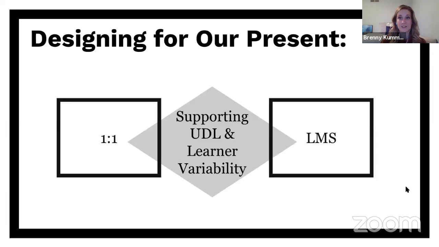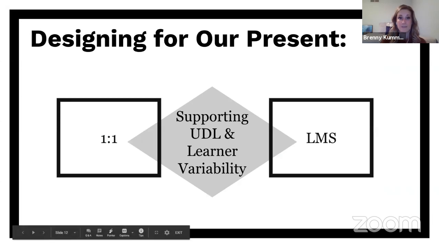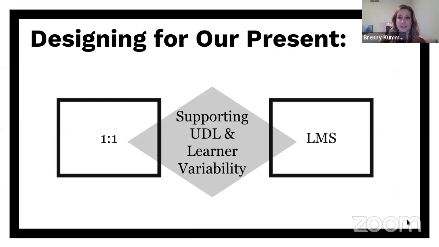And what's interesting is that it helped us design a little bit for this current situation, but it's helping us realize there are some changes and challenges as well. Our ultimate goal is supporting universal design for learning in student and teacher variability right now.